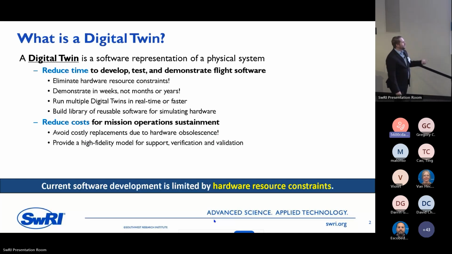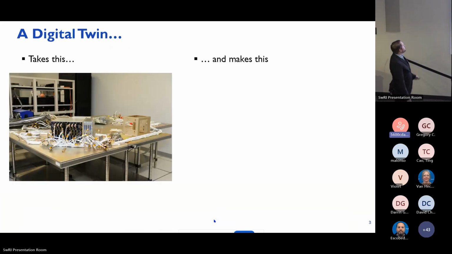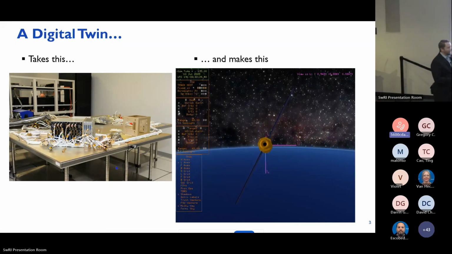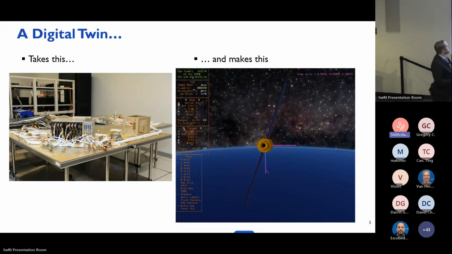And it provides a high fidelity model for support, verification, and validation, and provides that early on in your cycle. In other words, a digital twin takes this, a flat sat, which this is actually MMS, which there's pictures outside if you want to see more of it, where it has many components that are sprawled out across 2 different tabletops, and they're all connected with love and care through these very fancy cables to each other, and it turns it into this. This is a visualization of a satellite that is in orbit around the Earth.